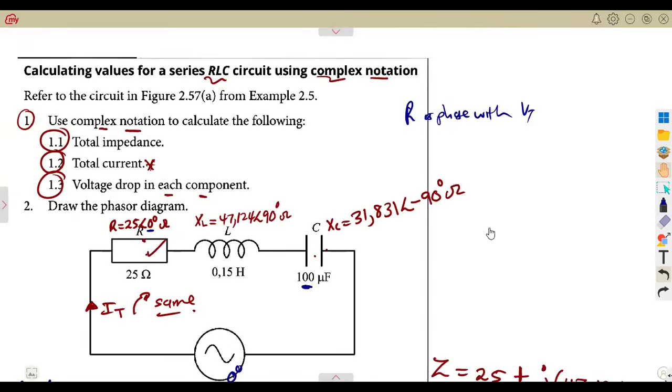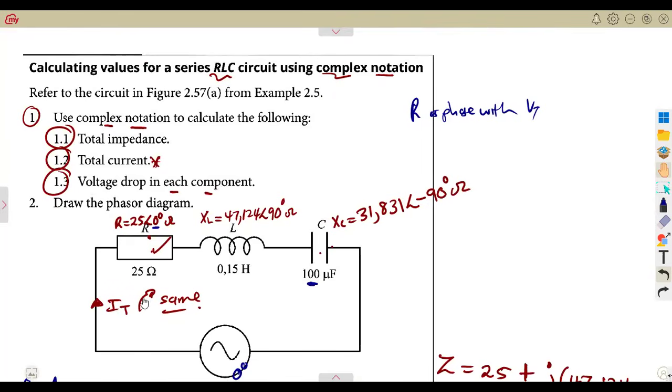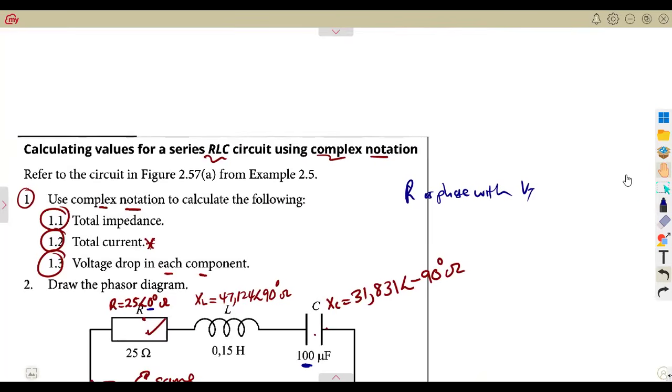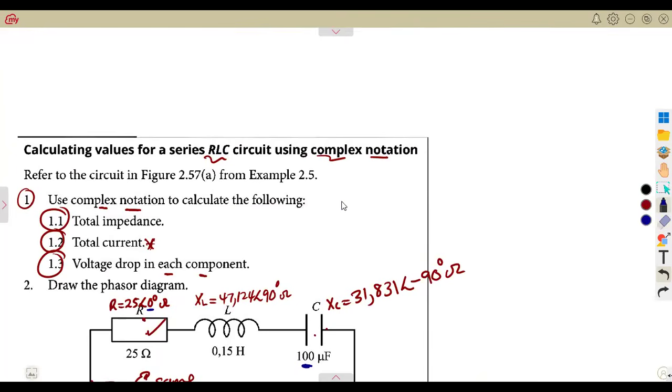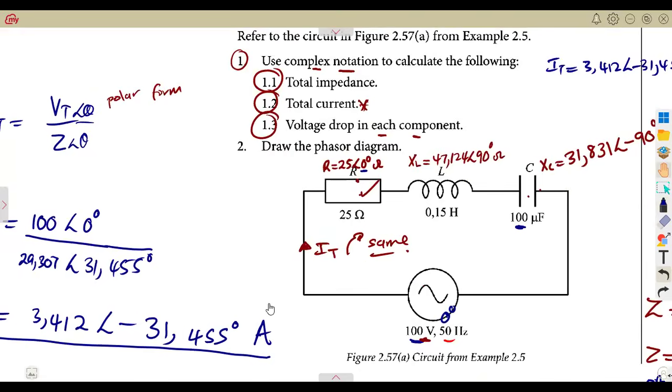So with this information, guys, we're going to calculate the voltage drop. Remember, I said the current is the same. So let's calculate the voltage drop on each component. I'm just going to write our total current here so that we do not keep revisiting it. Remember, it was 3.412 at an angle of minus 31.455 degrees. That was our total current here.